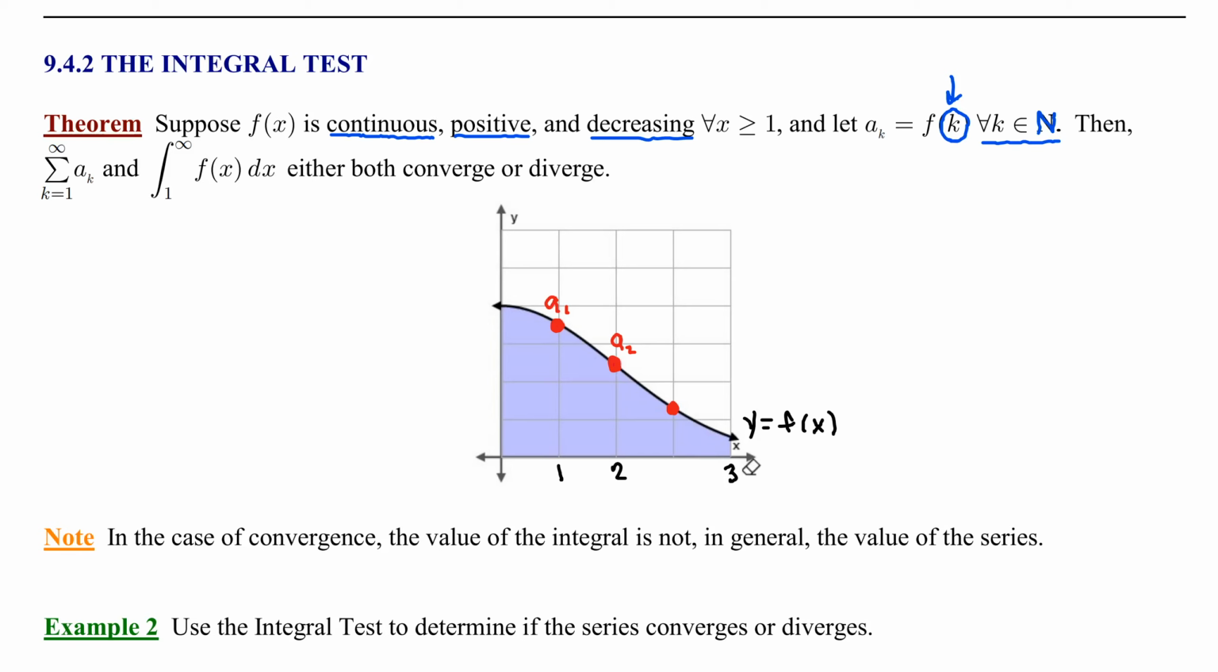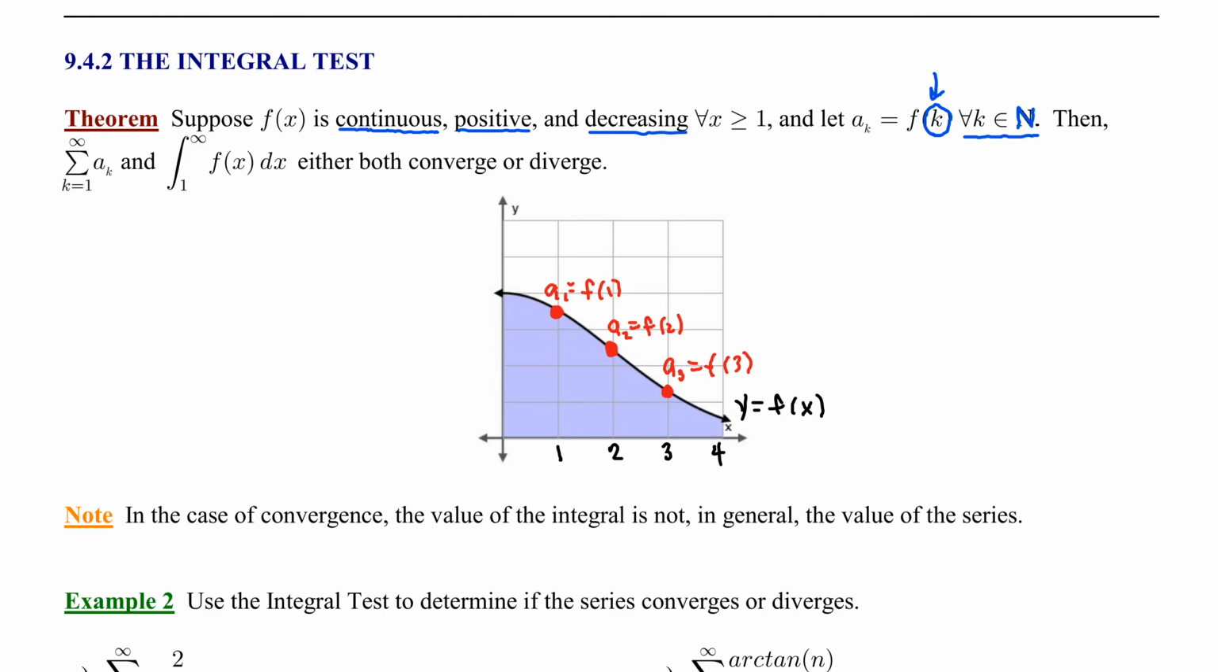I hope you didn't notice that your math teacher can't count. Let me fix that real quick. Okay, so when x equals 3, the function value f of 3 equals a sub 3. So again, we're just saying the function value with natural number inputs is equal to the value of the series term, so on and so forth.